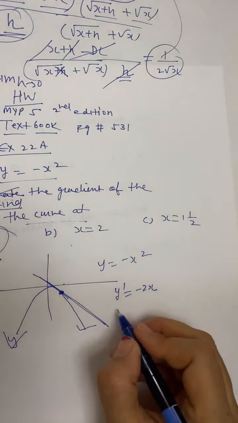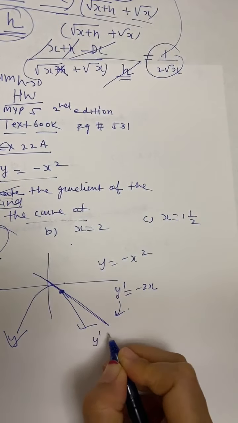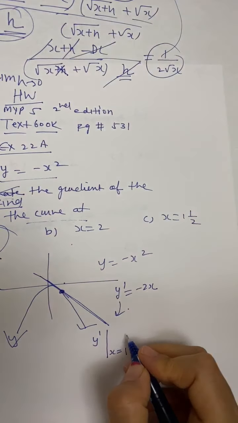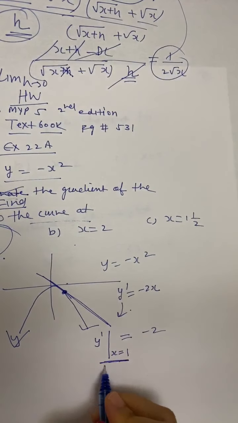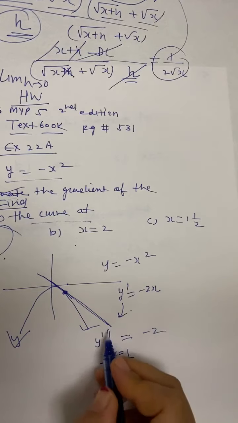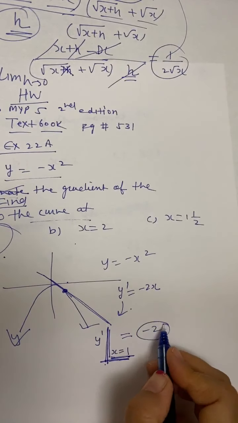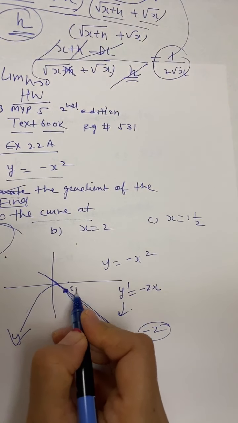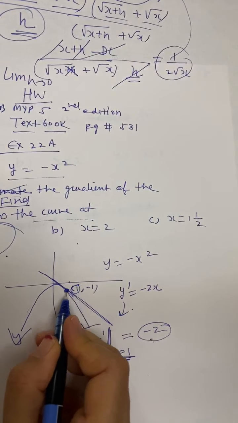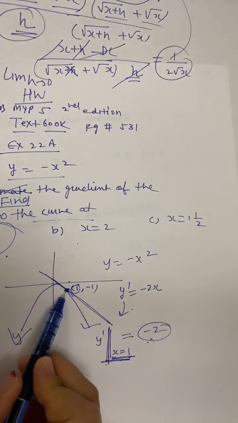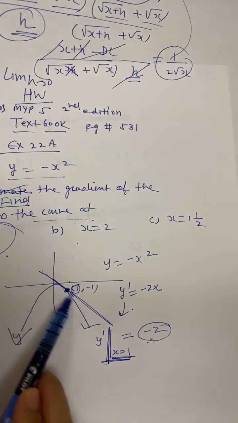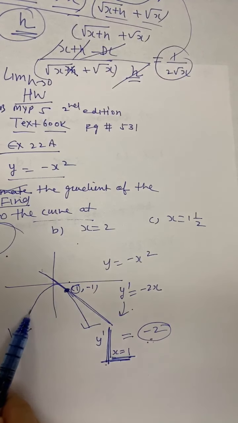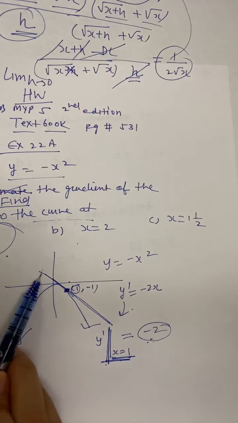So for x is equal to 1, y dash, the derivative at x is equal to 1, is going to be -2. This is how I write it down when they ask you for the derivative at a specific point: I put a line and then x is equal to 1 gives -2. This is the gradient of this function at x is equal to 1, at the point (1, -1). This is also the gradient of the tangent to the curve, because they share this point. If this is the gradient at x is equal to 1 for this curve, then this is also the gradient of the tangent at that point.